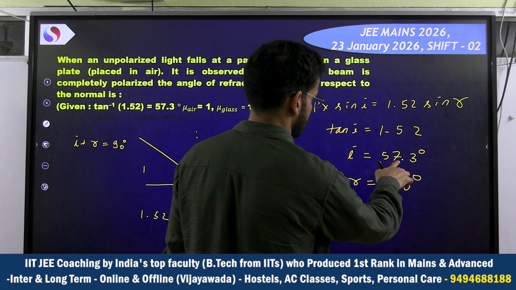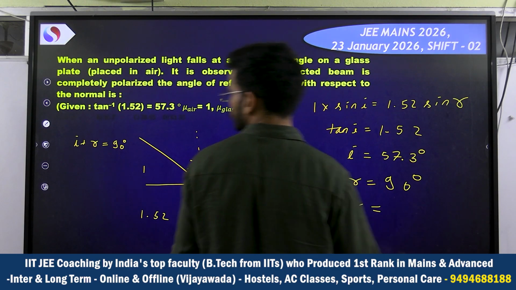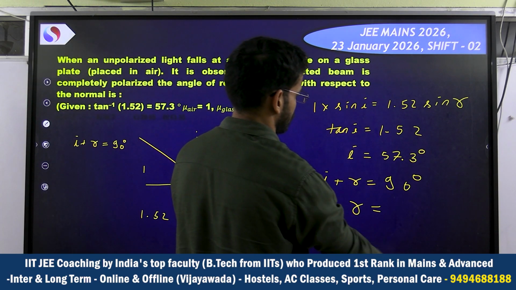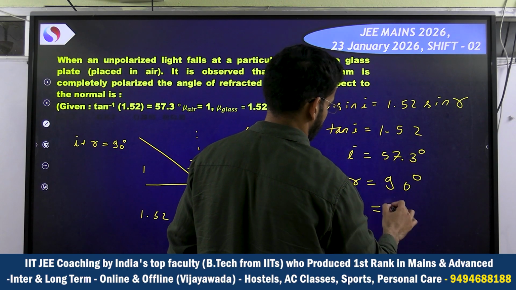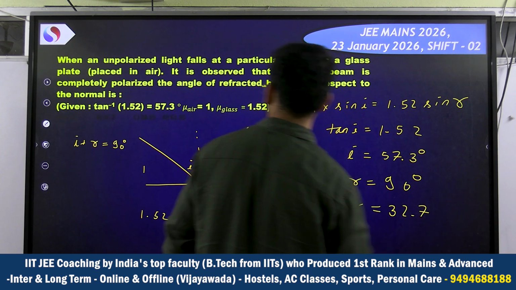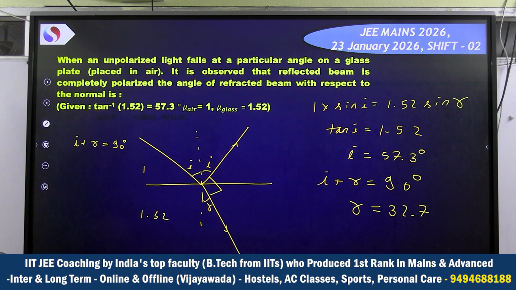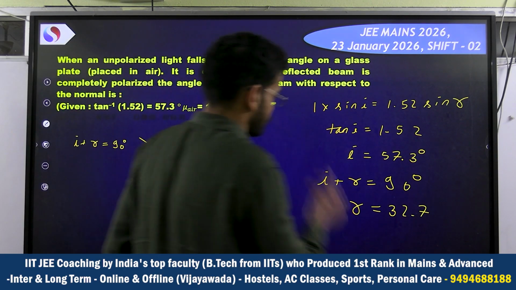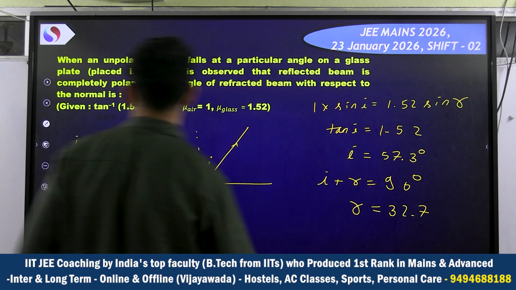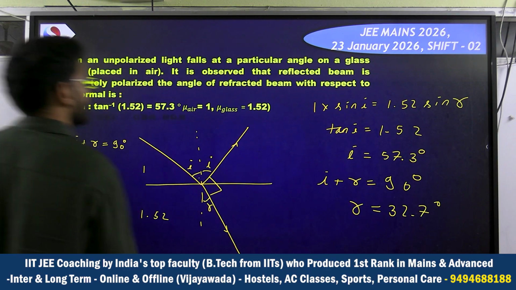You can subtract, 90 minus 57.3, that gives 32.7. Got the point? R only is asked, the angle of the refracted beam with respect to the normal. I think so. Correct, okay, indeed. That's it. Next.